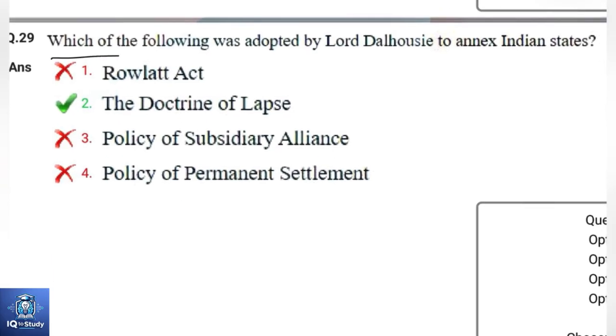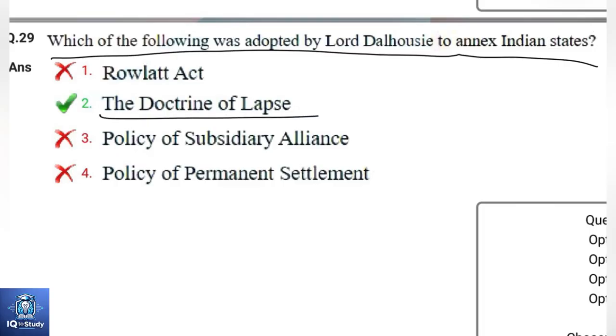Which of the following was adopted by Lord Dalhousie to annex Indian states? Doctrine of lapse. Doctrine of lapse was a pro-imperialistic strategy for expanding the British Kingdom's territory in India.